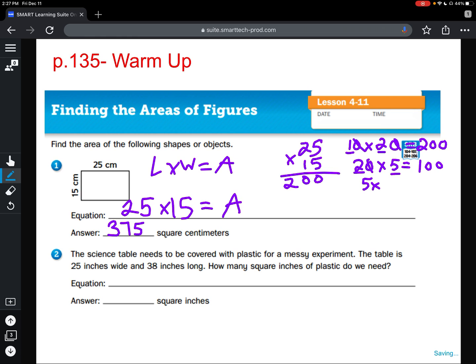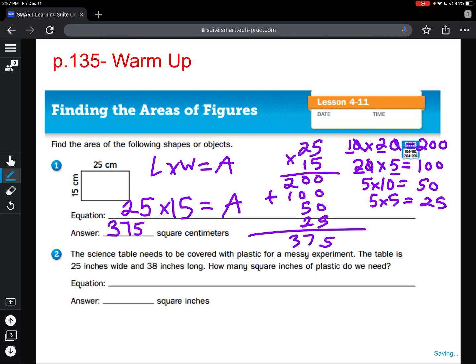Now I have 5 times 10, which is 50. And then I have, last but not least, 5 times 5, which is 25. I need to make sure that I add those numbers up, and I would get an answer of 375, which goes with the answer that I told you. That should be nothing new. Length times width equals your area. Number 2 says a science table needs to be covered with plastic for a messy experiment.